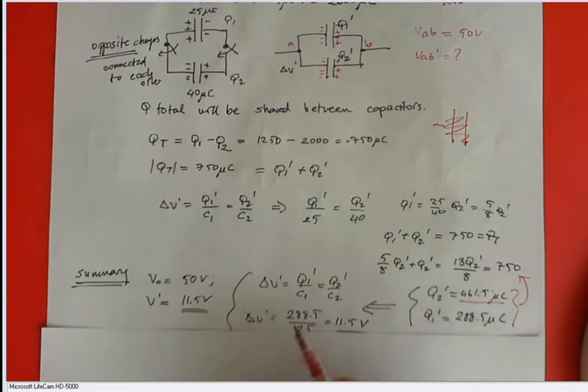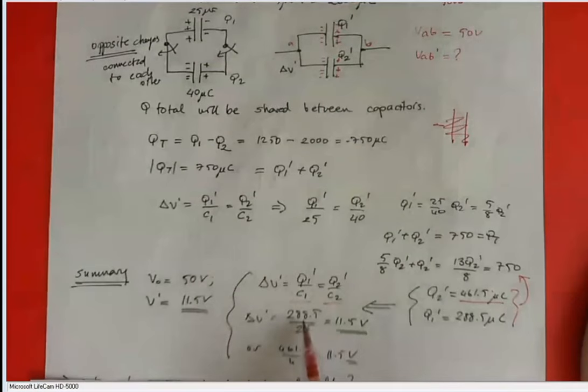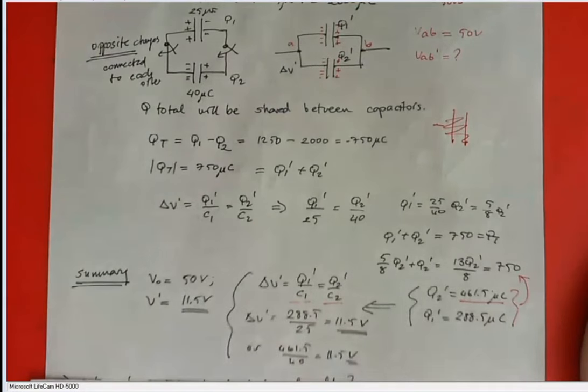And next, you can also find out what our new voltage, new potential difference, is. You can use either this one or that one, it doesn't really matter. You can plug in the values and find the new potential: 288.5 divided by 25, that is 11.5 volts. So that's our new potential.